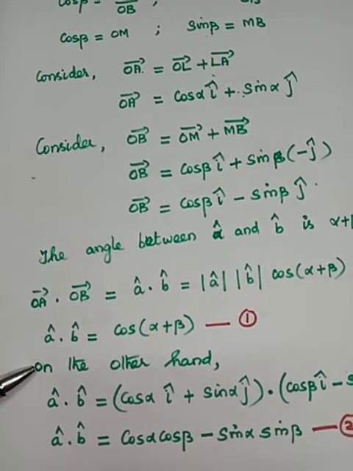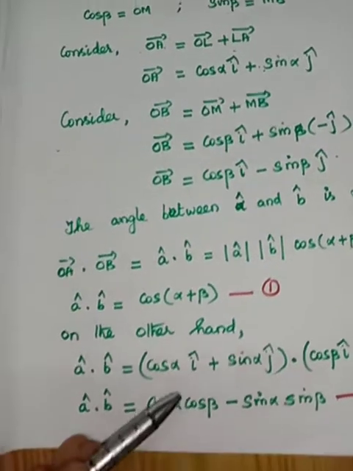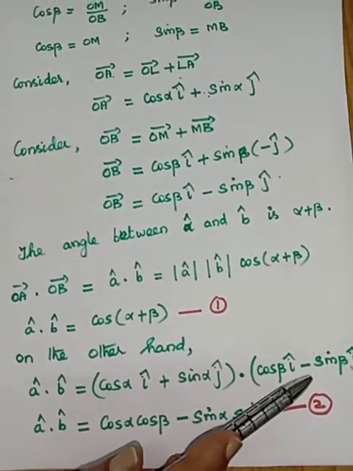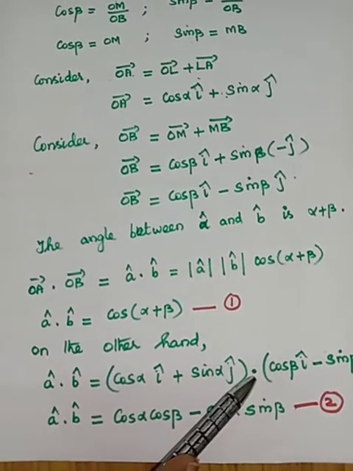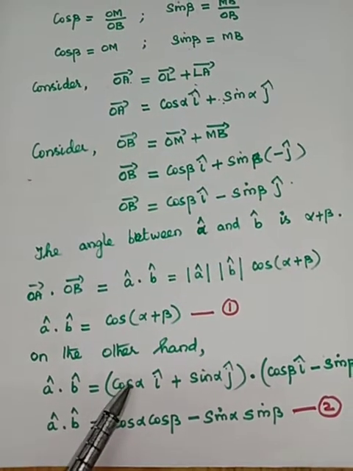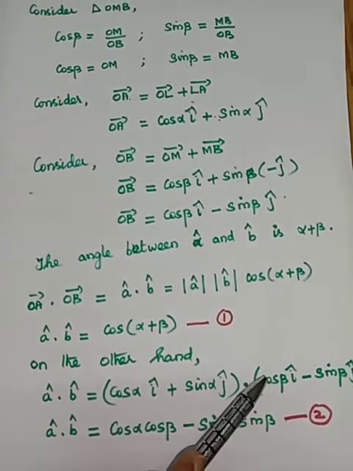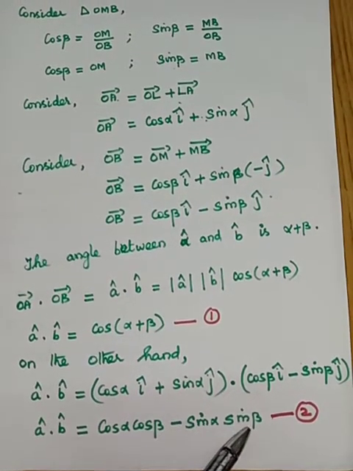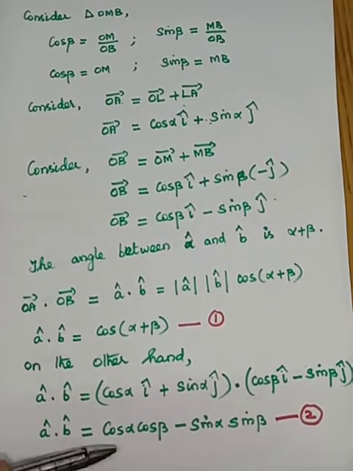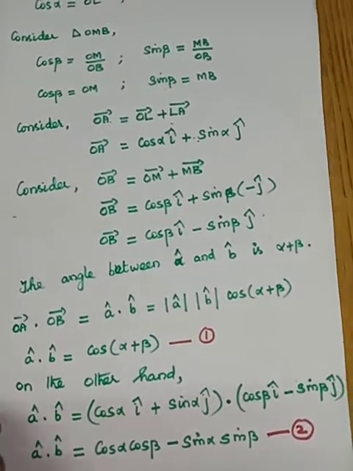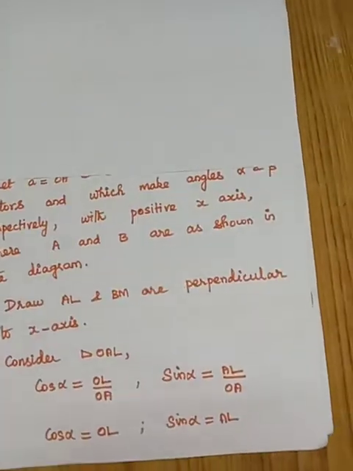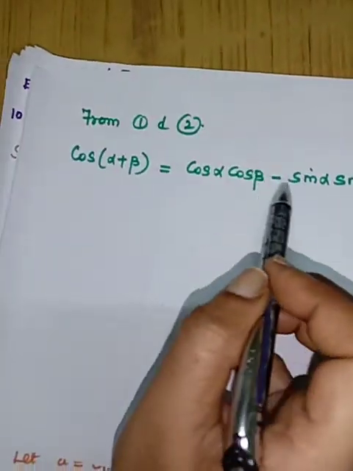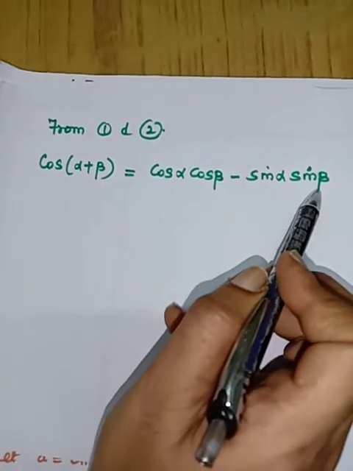The next one, you have to write it in terms of components. So I have written in terms of components A cap and B cap. You have to take the dot product. So same components have to be multiplied: cos alpha into cos beta. Plus into minus is what? Minus sin alpha into sin beta. So while equating 1 and 2, you will get cos of alpha plus beta is equal to cos alpha cos beta minus sin alpha sin beta.